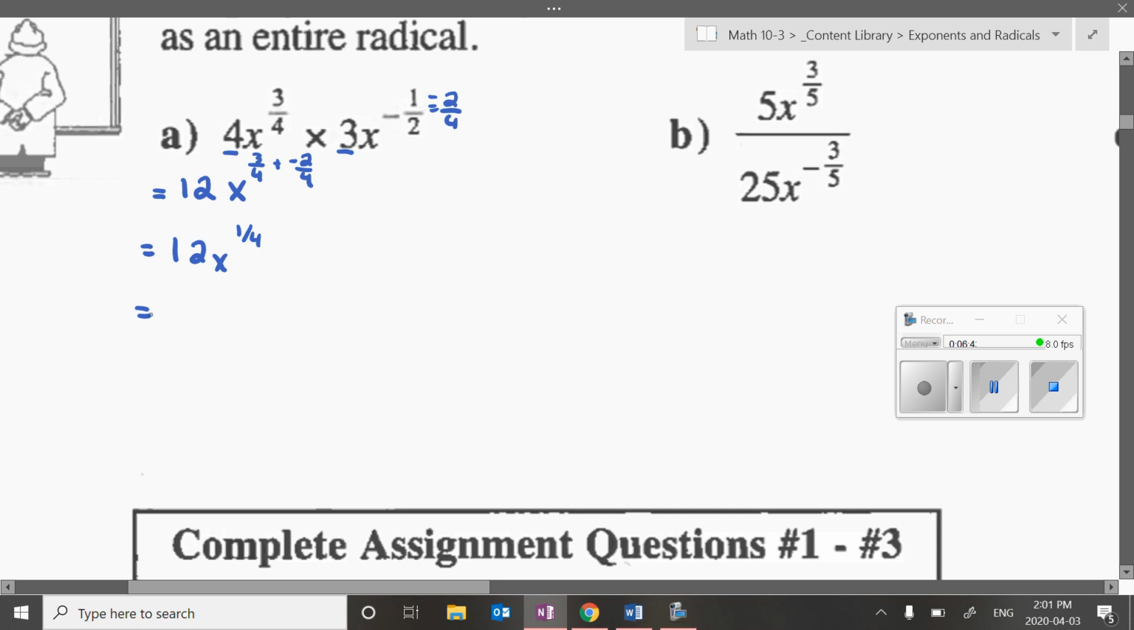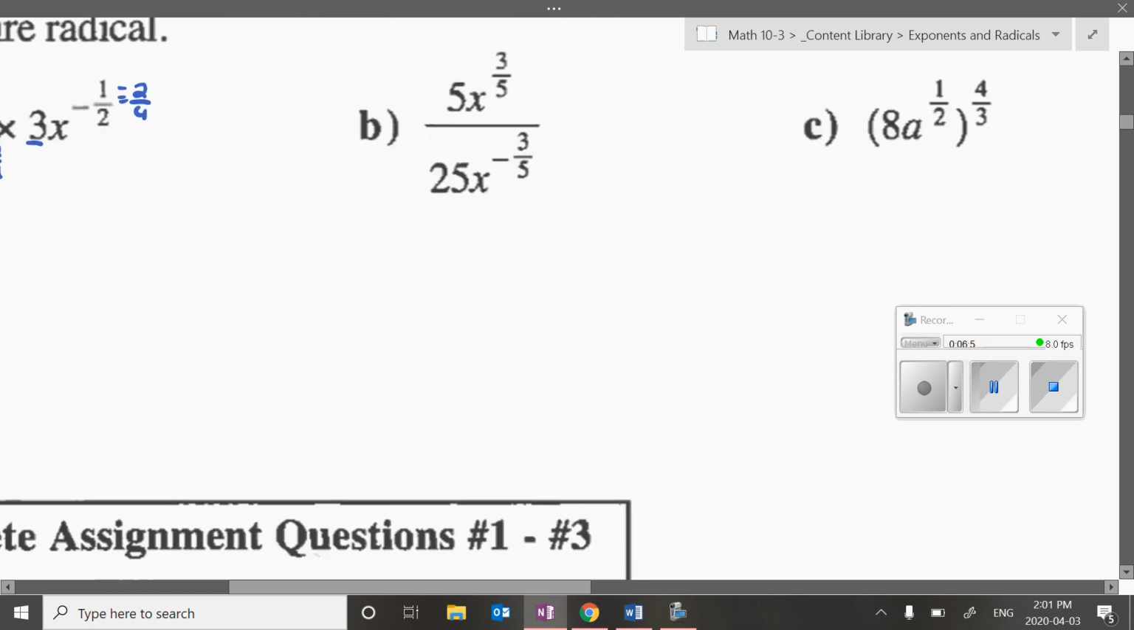Remember, it's only x to that power, so I get 12 times the 4th root of x for your final answer. This next question is a bit of a doozy.